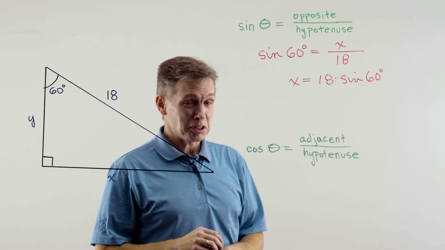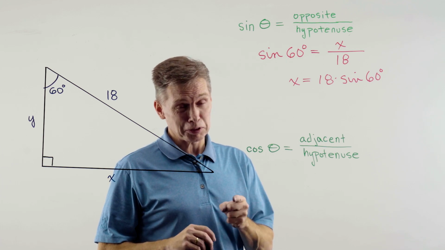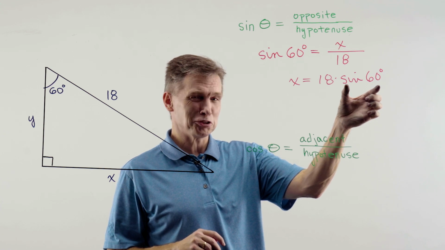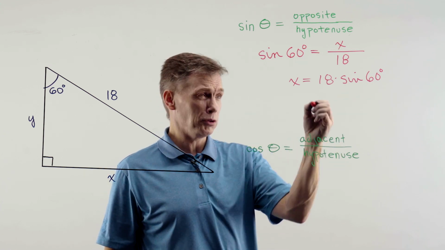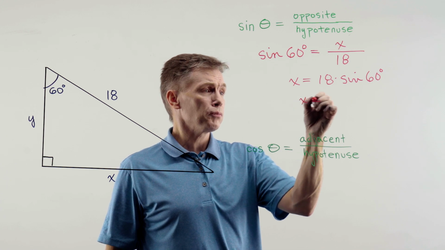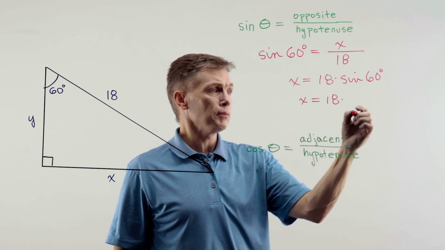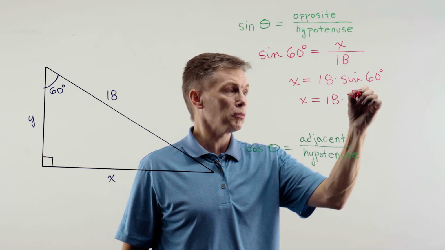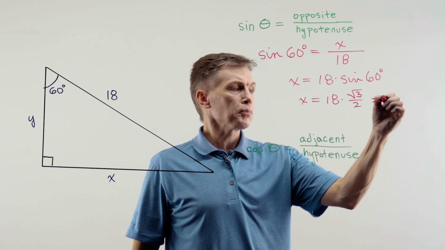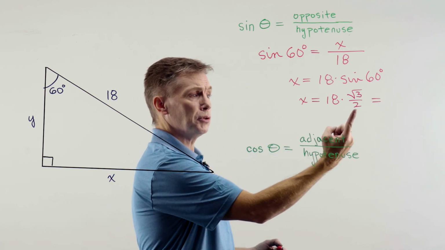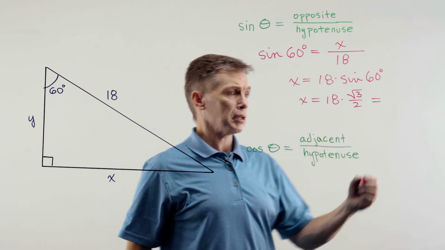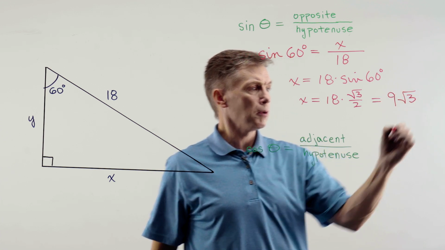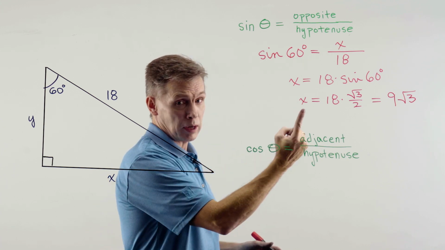Good. I did mention that we're bringing together a lot of the different pieces of information that we've learned, so you should also know sine of 60 degrees. You know that. You should know it. That's the square root of 3 over 2. So we're getting x equals the 18 still, but then I'm replacing sine of 60 degrees with what I know it equals, the square root of 3 over 2. And simplify a little bit. There's a 2 in the denominator and an 18 here that I can reduce and get 9 square root of 3. And that's my answer for x.